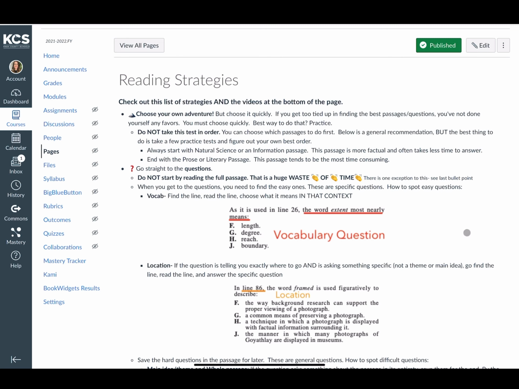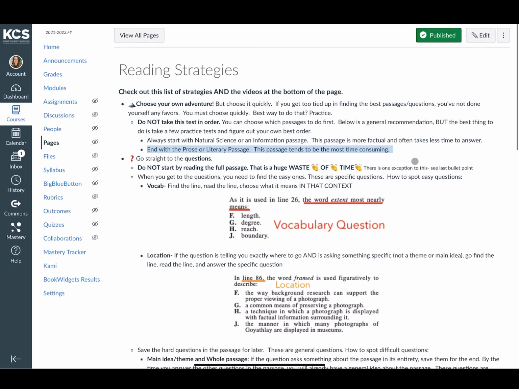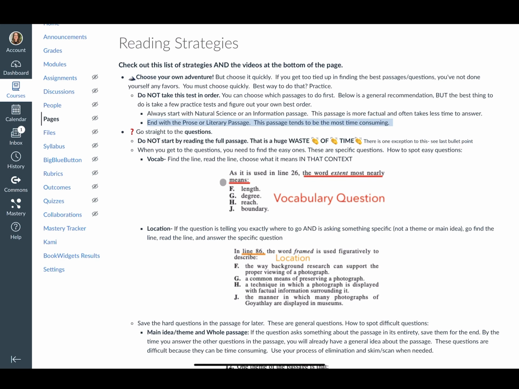For example, typically it is easier to start with the natural science or an informational passage. This passage is factual and it's typically easier and takes less time. We recommend you end with a prose or a literary passage. These passages are typically the most time-consuming. At the very top of the passage, you will see what type it is. Then, when you get there, go straight to the questions. Do not start by reading the full passage. This is a huge waste of time.